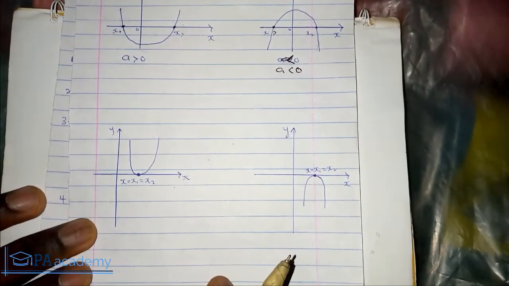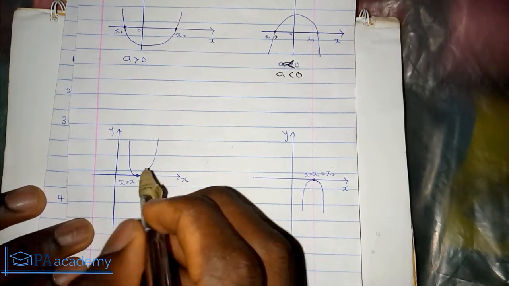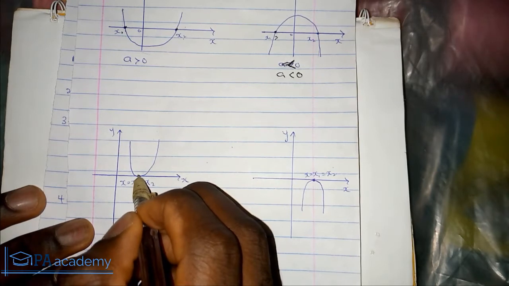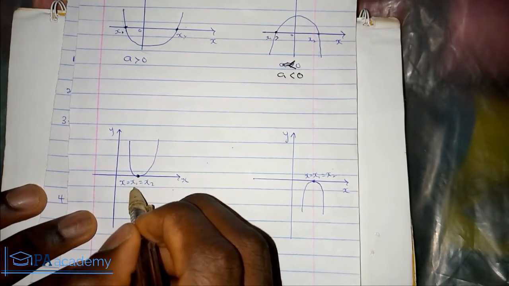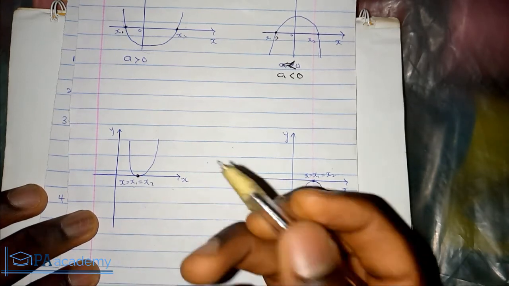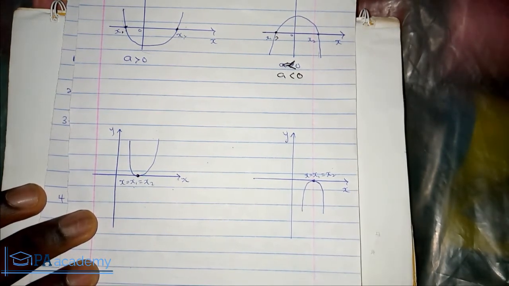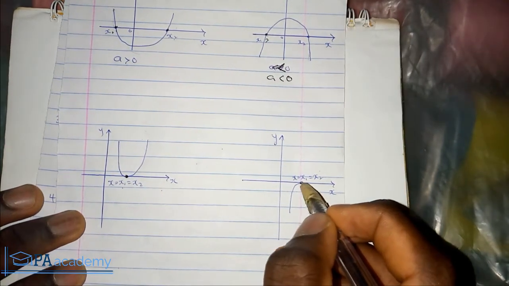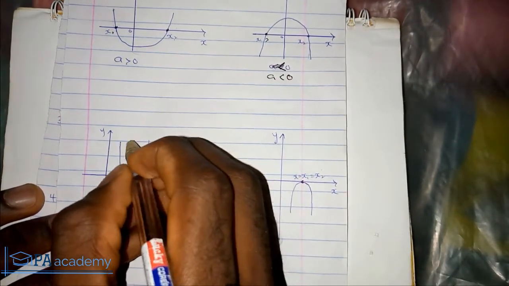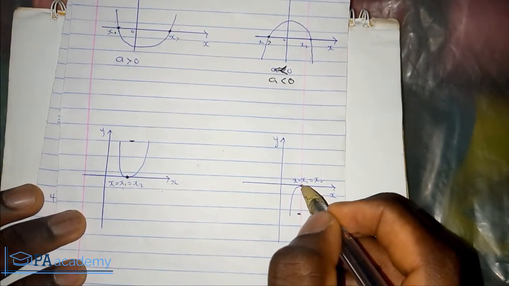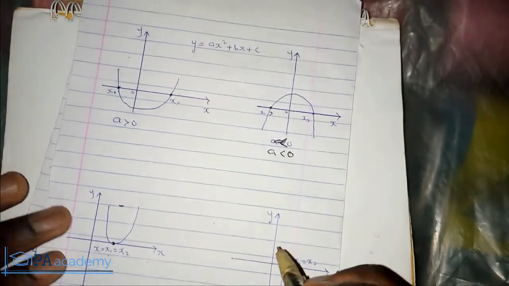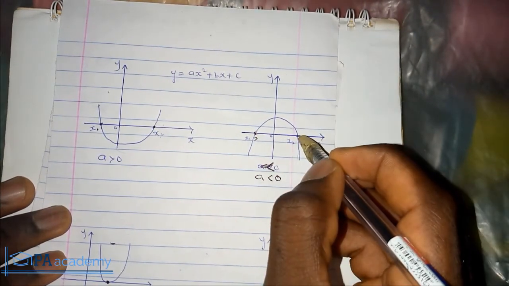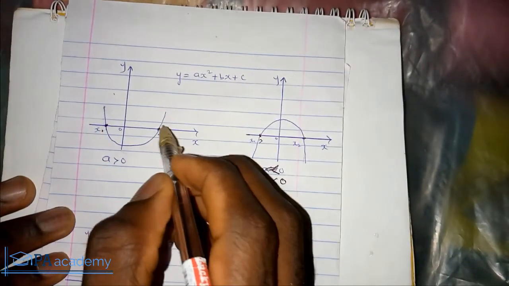So if at any point you plot your graph and you see that it is just touching one point like this, that means x1 is the same thing as x2. Don't forget, when you are solving a quadratic equation, you get two values for x. So once it's touching like this, either opening upward or opening downward, just one point, unlike here where it is touching two points, this is the value for x1 and this is the value for x2.